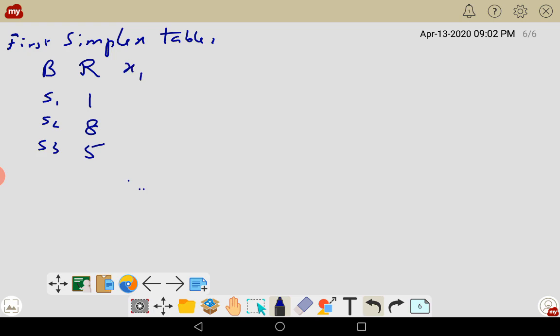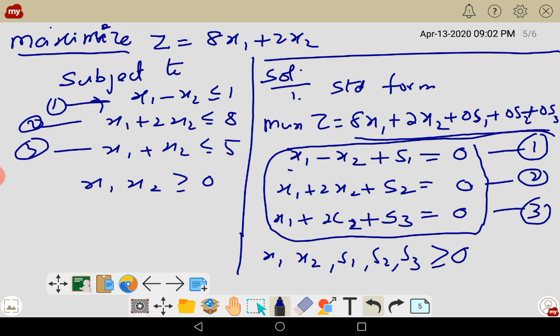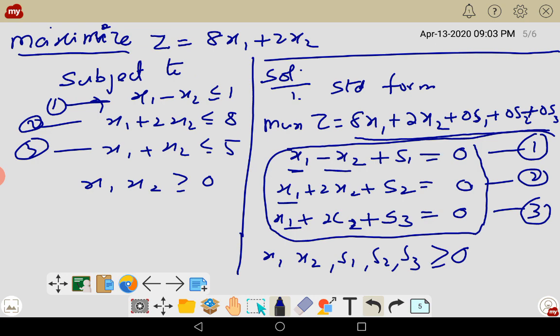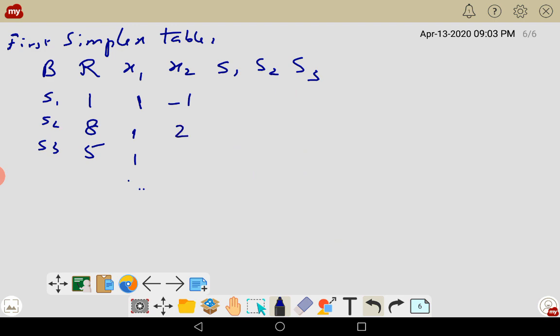Now fill the columns of x1, x2, and s1, s2, s3. What is the x1 column? Go back here. This is 1, 1, 1. All the elements are 1. What are the elements of the x2 column? This is negative 1, 2, 1. And obviously for this place you can write the identity matrix: 1 0 0, 0 1 0, 0 0 1.